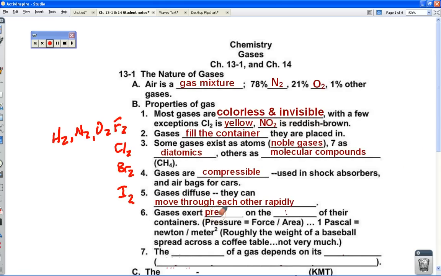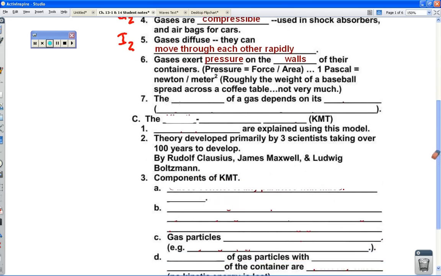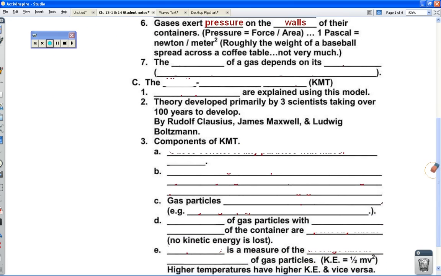Okay. Gases exert pressure on the walls of their containers. The pressure is equal to the force they exert divided by the area. The basic SI unit for pressure is called a Pascal. Yes, named for Blaise Pascal, the inventor of Pascal's triangle. It is essentially the weight of a baseball spread across a coffee table. It's really not a whole lot. It's 1 newton per meter squared. So our atmosphere is about 100,000 pascals. Alright.